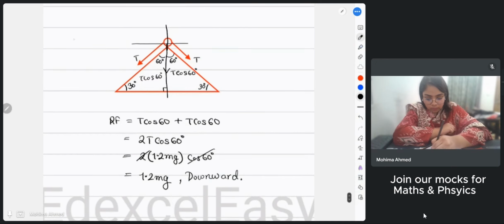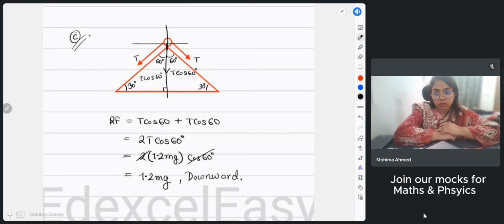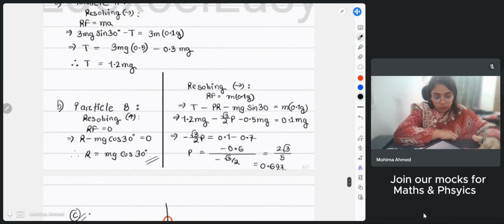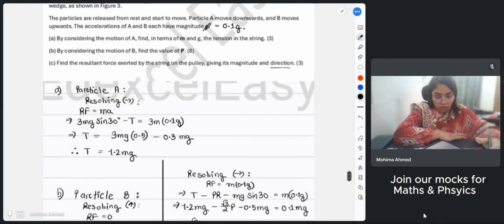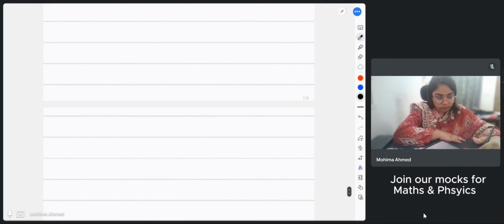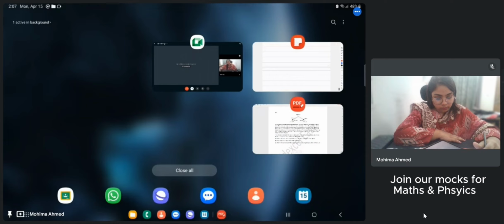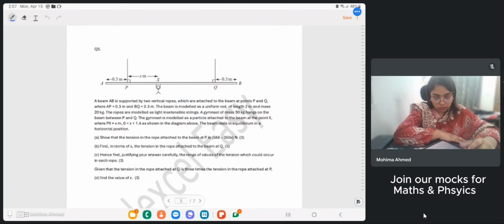The diagram is certainly optional, but the working is obviously required. So yeah, this was the working for question 4. I hope it was clear for all of you. Moving to question 5. This is about moment. Okay.